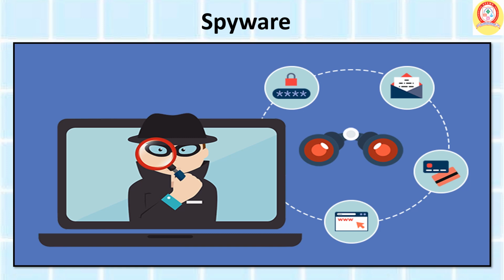Okay, children? Spyware can consume a lot of memory, making the computer very slow and difficult to work with. The biggest problem with spyware is that it can steal your information and misuse your computer. This is what spyware does. Okay, children? Now, children, let's move to spam.